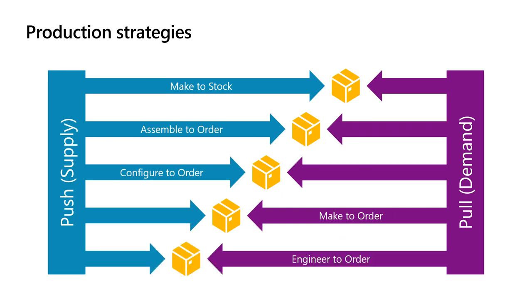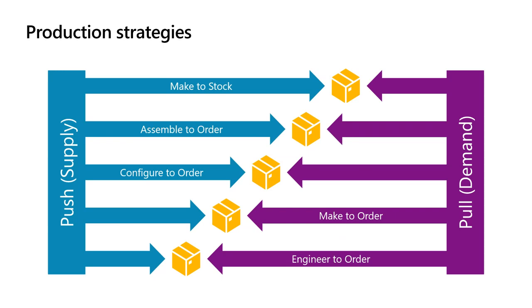And the strategy that we're going to talk about, which is most pull and not very much push at all, is engineer to order. In this case, the general scope of the items that we offer is defined, but the actual design is only finished at the time the customer order is placed. This is a very common strategy in industries which require the ability to have very custom solutions, such as building construction or bespoke machinery.